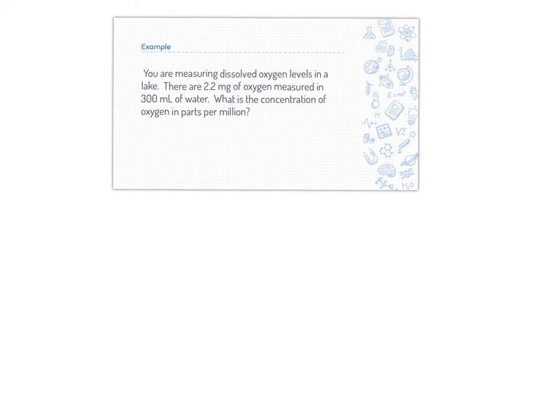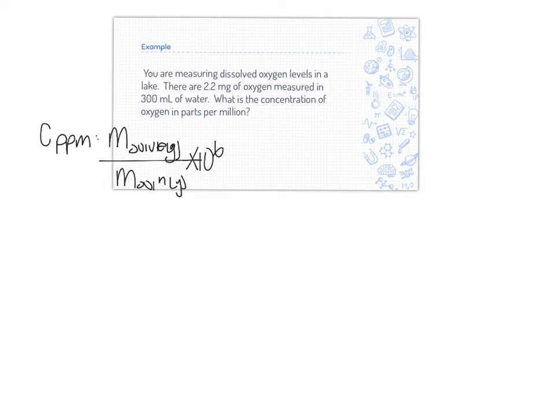The concentration in parts per million is equal to the mass of solute in grams all over the mass of solution in grams times 10 to the 6. Now, there are 2.2 milligrams. So 2.2 milligrams is equal to 0.0022 grams. We have to divide by 1,000 to get to grams.